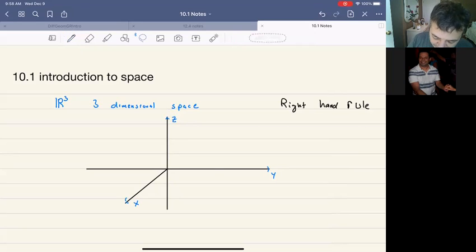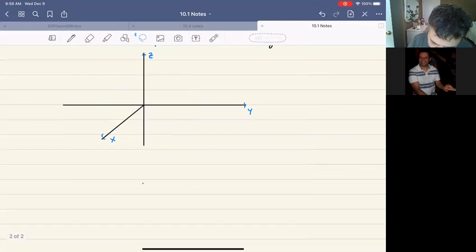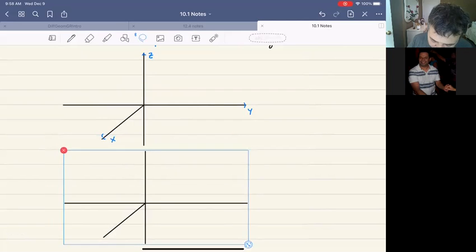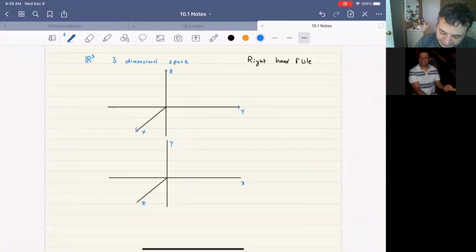Another way I can do this, or another way I can label it, is I could say this is X, this is Y, and this is Z. So if I think about it this way, it's hard to see, but the X goes to the right, the Y goes up, and the Z comes out. And just try it with your own hands and see that you can create that orientation of positivity. Okay, so these are the two most popular orientations you'll see.